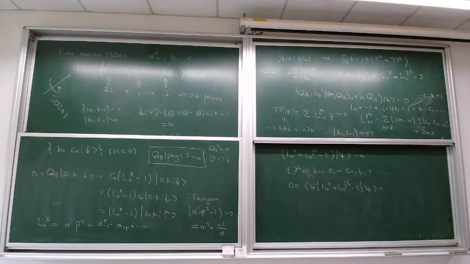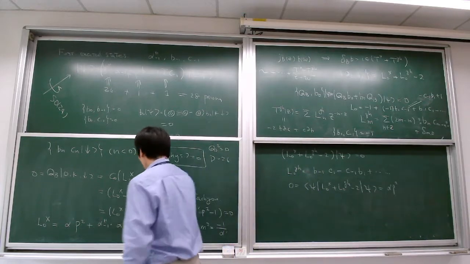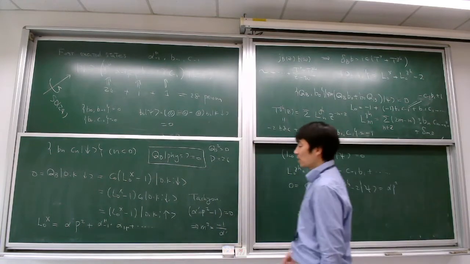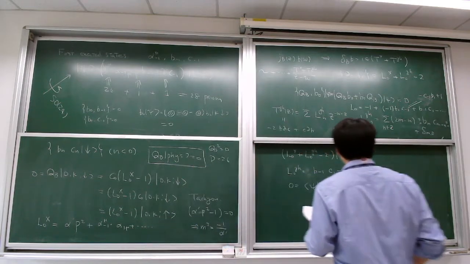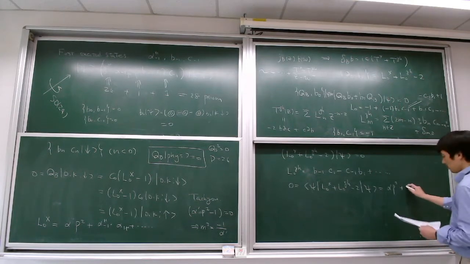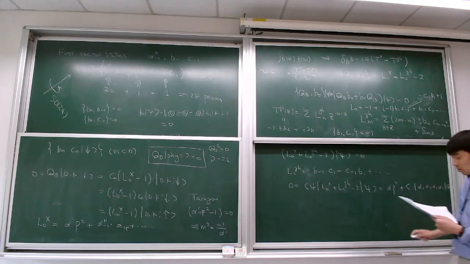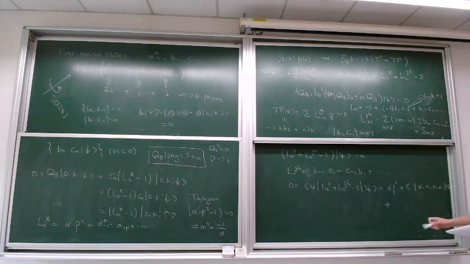Let's do it step by step. Alpha p squared coming from here. And now it's the first excited states. It should see something, right? For the first excited states, what we have seen is something like a vacuum, alpha minus 1, alpha minus 1, and psi vacuum. So this is the one we will see, and also another one we will see.